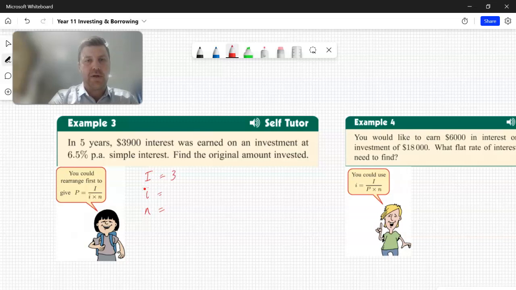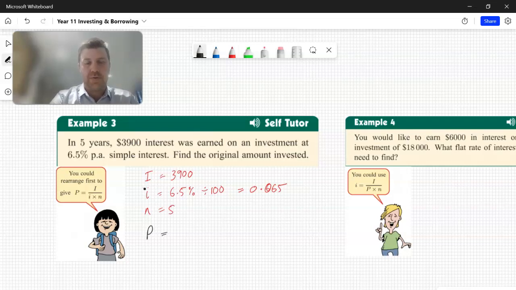The interest earned is $3,900. The interest rate is 6.5% per annum or per year. Remember, we're going to convert that to a decimal. So divide that by 100, which gives us 0.065, and the number of years, which is 5 years. So then go ahead and put that into the rearranged formula here.